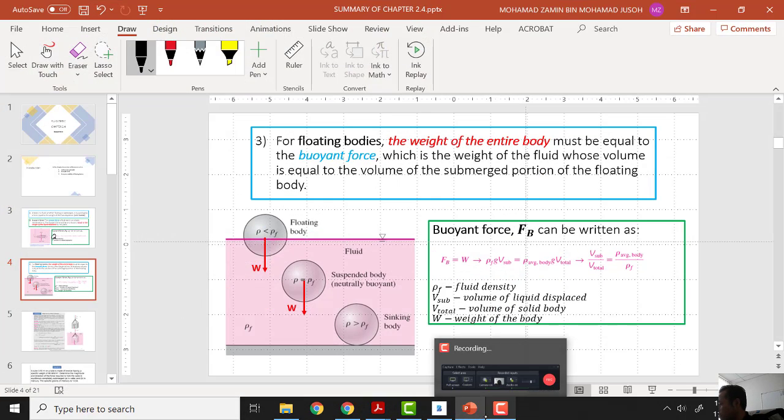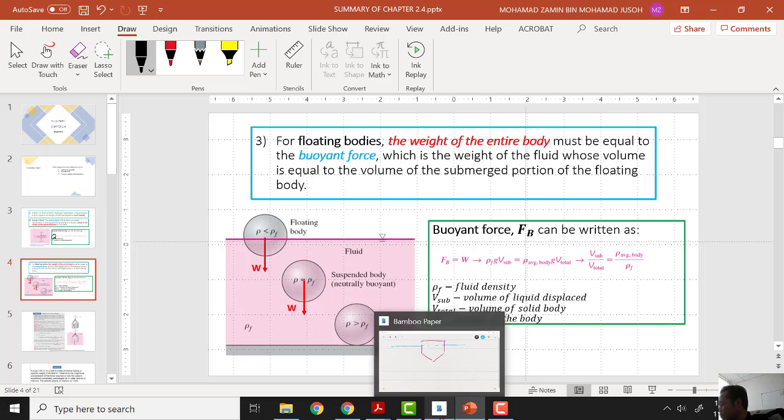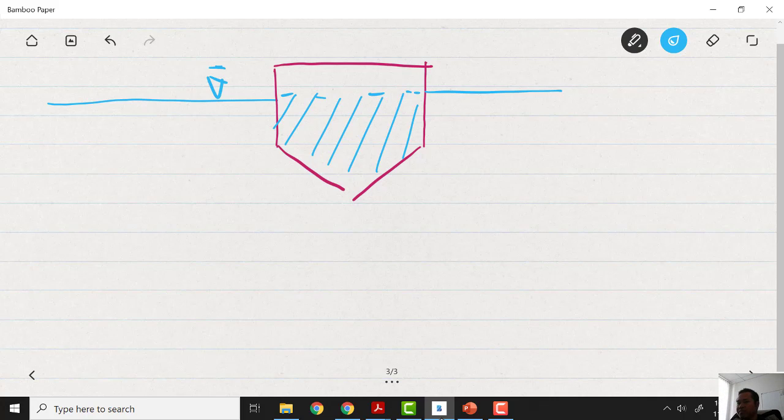Alright, it said here that for floating bodies, the weight of the entire body must be equal to the buoyant force, which is the weight of fluid whose volume is equal to the volume of the submerged portion of the floating body. The portion of the body that is submerged is only from the water surface downward. This is only the volume submerged, which I call VD, the volume displaced.